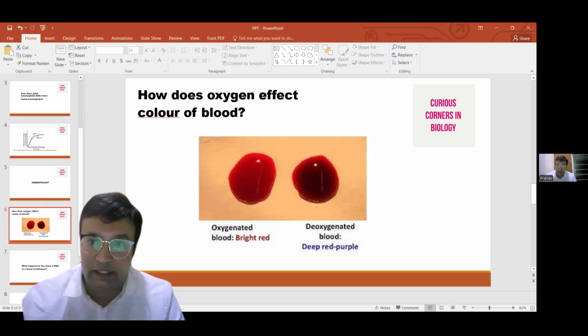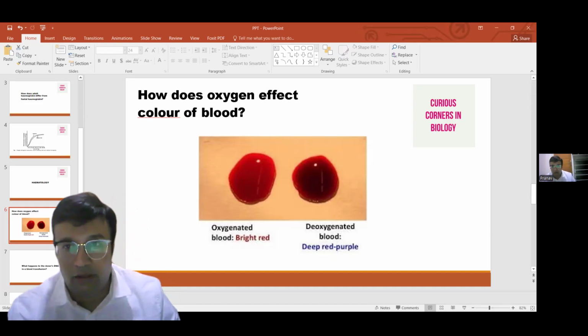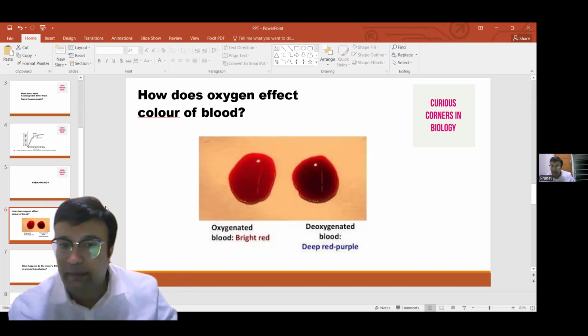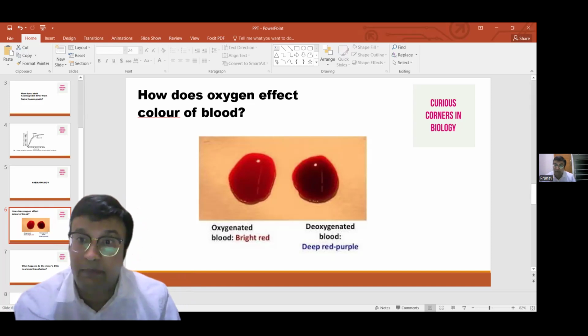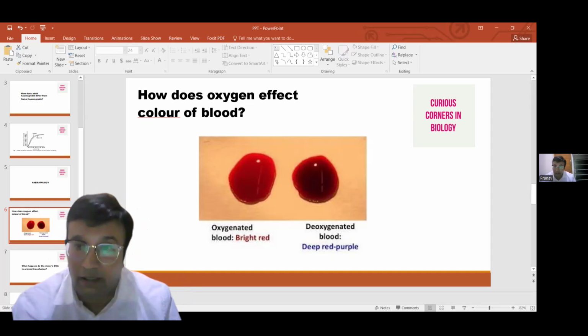While without oxygen, the hemoglobin, that is the iron component of the hemoglobin of the blood, will make it look deep red purple. So, of course, blood which is withdrawn from veins will be deep red purple, and blood which is withdrawn from arteries, being oxygenated, will be bright red in color.